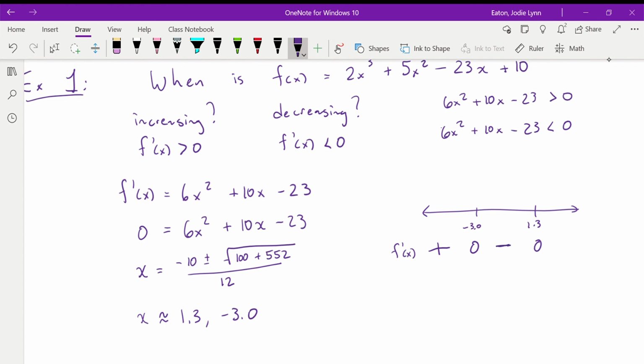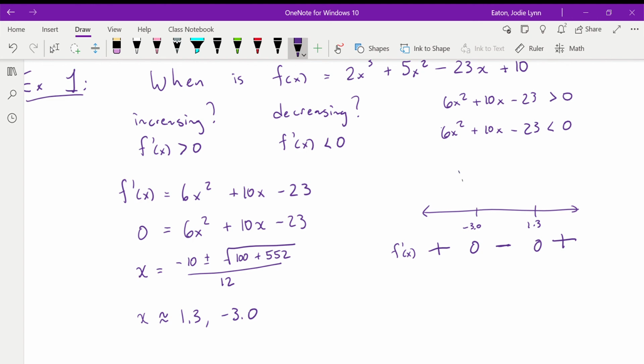And if we look here, we're greater than 1.3. Let's pick perhaps 2. So 6 times 4 is 24, plus 20 is 44, and 44 minus 23 is going to be positive. So we can pick a point to check. We can look at the product. There are many different ways to go about figuring this out, but we do want to see for each interval, is it going to be positive or negative?